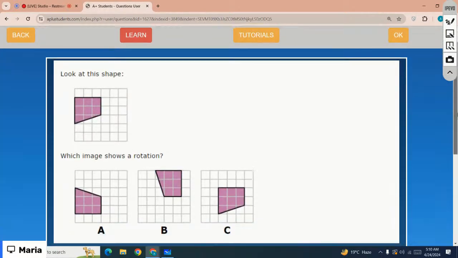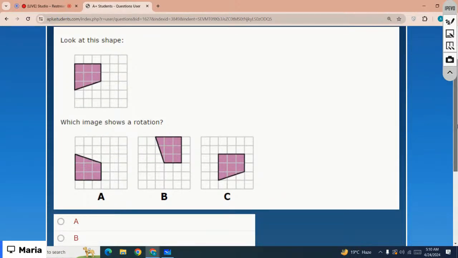Look at this shape. Which image shows the rotation? So, which is the correct option? A, B, C. Be careful. So, which is the correct option?